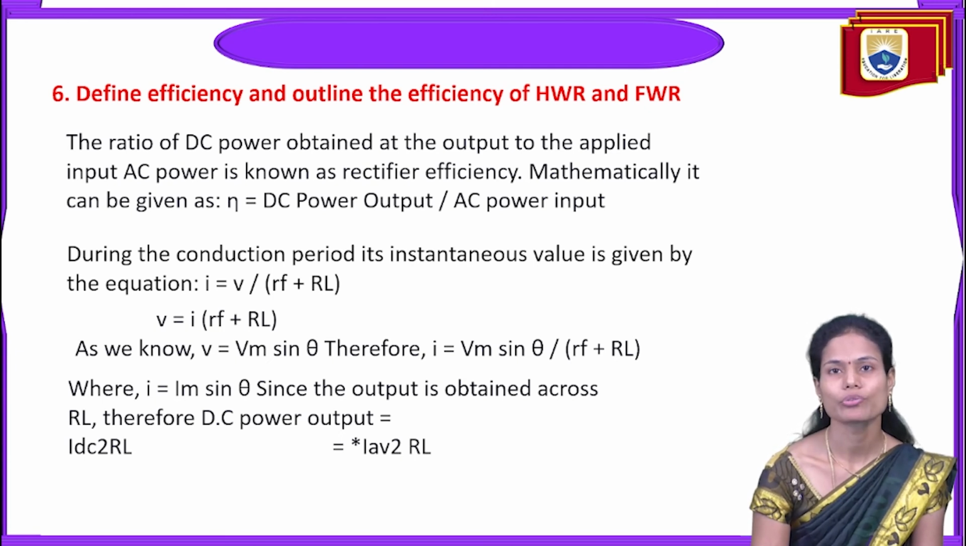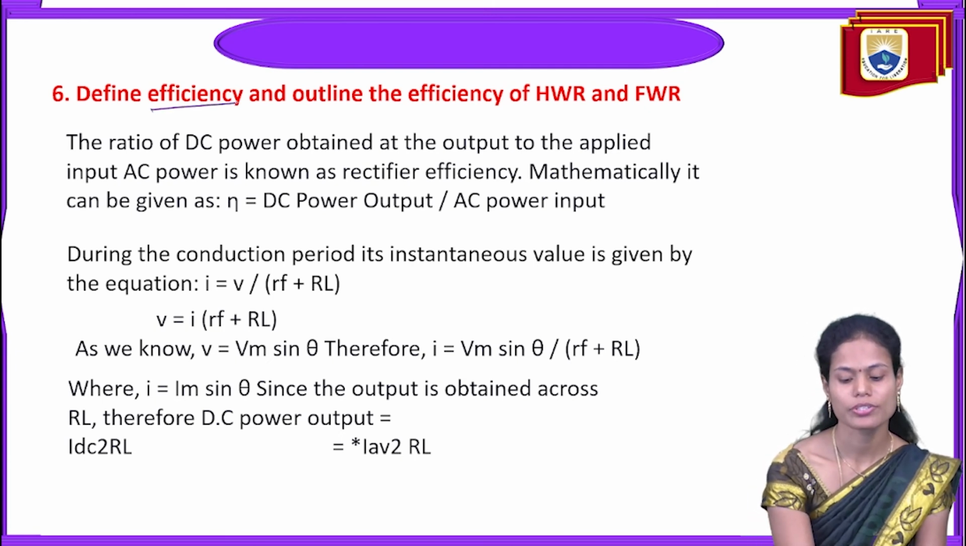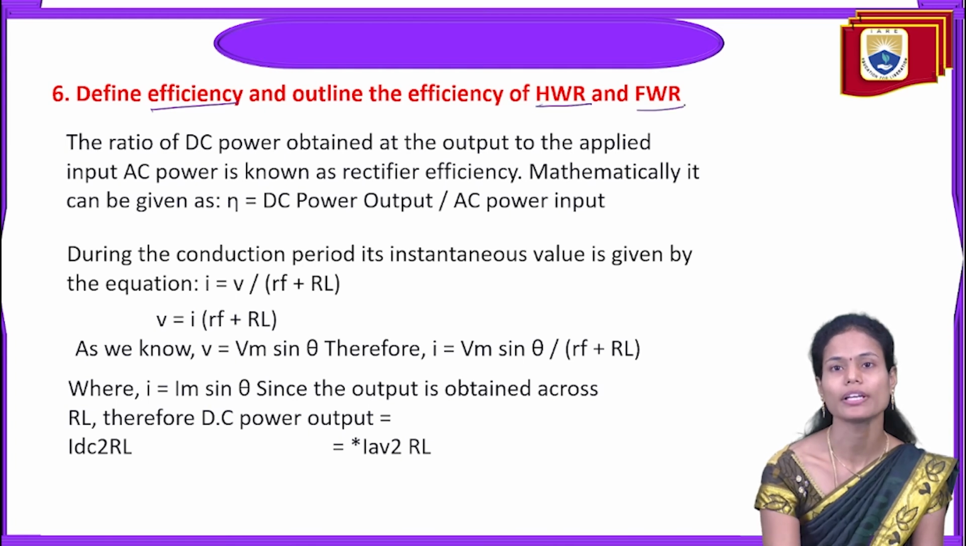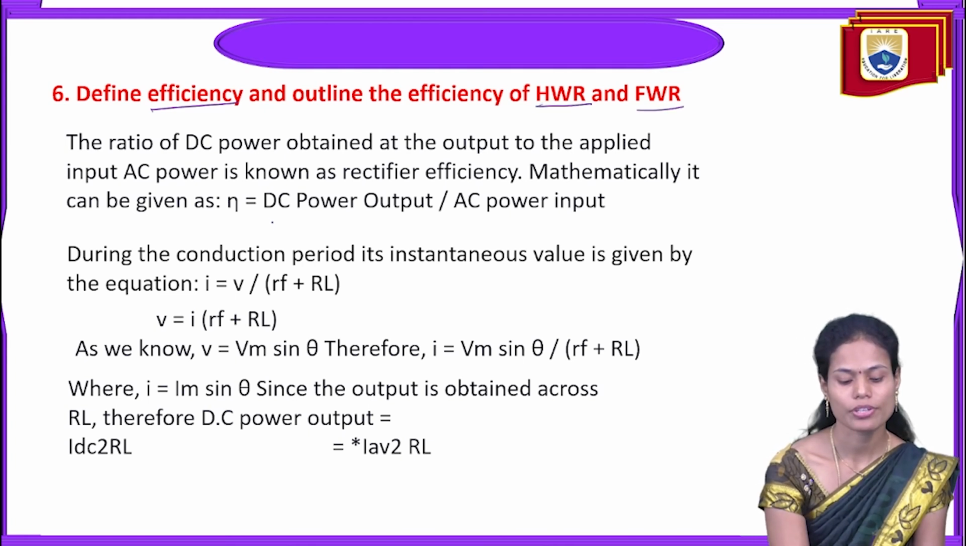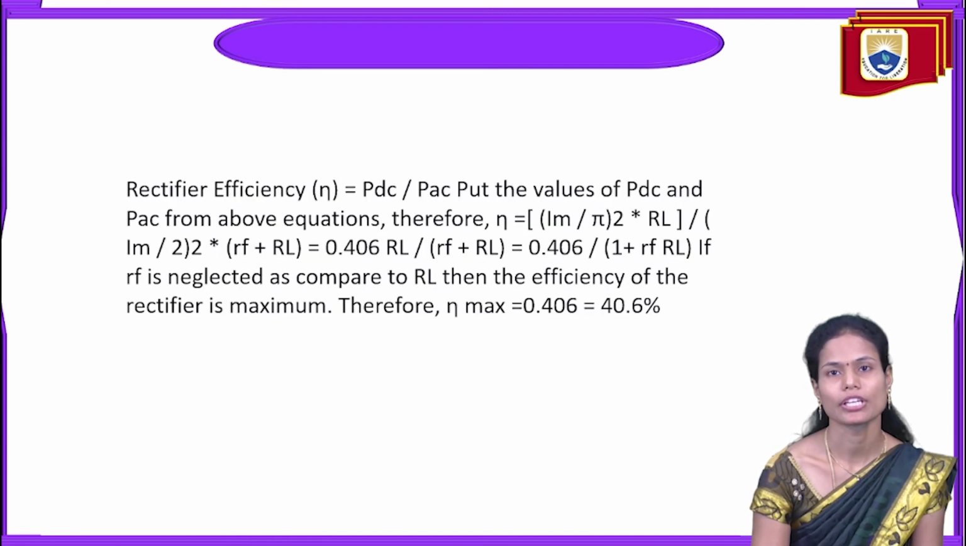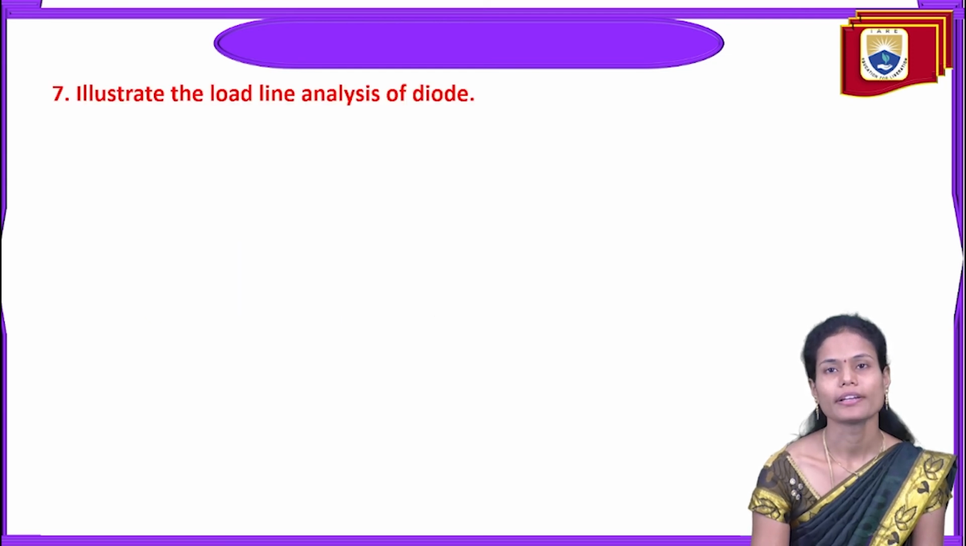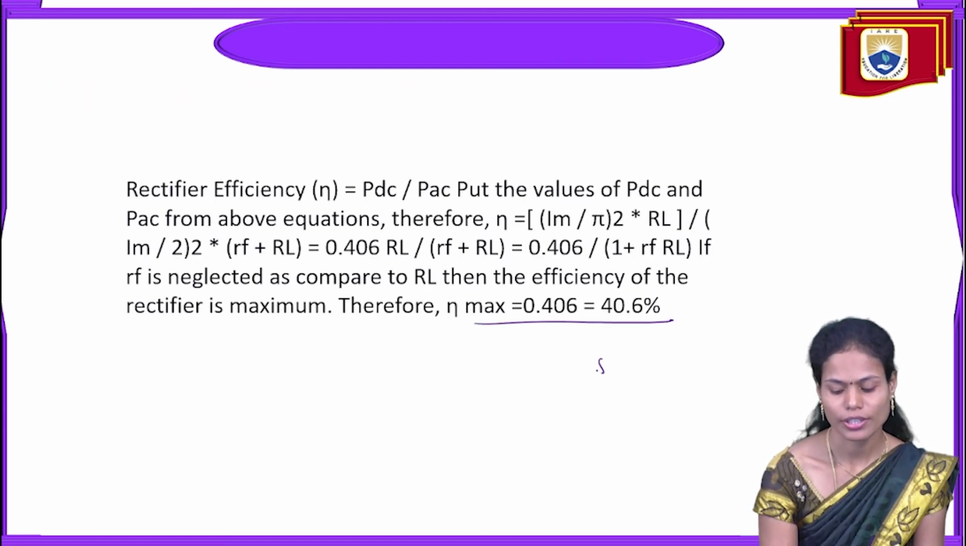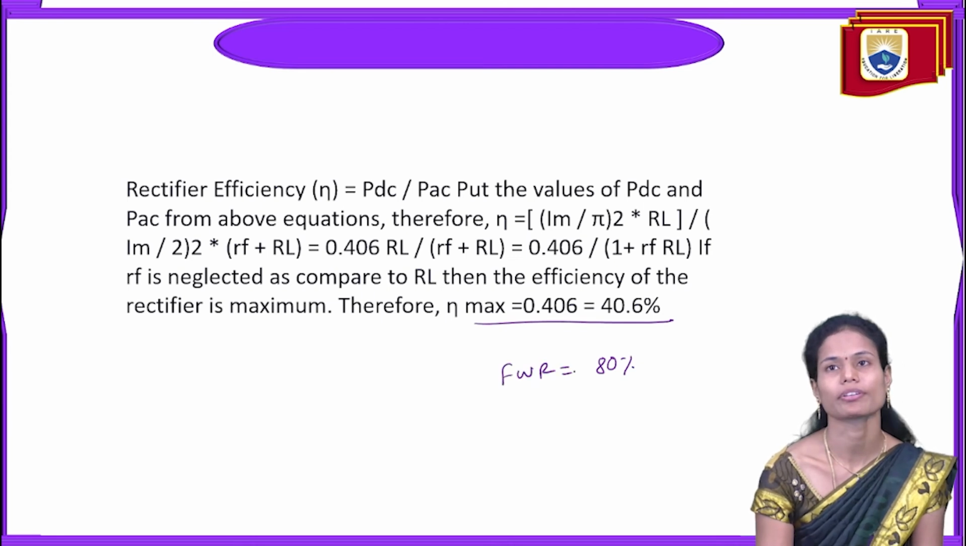In this case, we need to explain what is meant by efficiency and how much it is for half wave and full wave rectifier. Efficiency is always the ratio of the DC power to the AC power. So we need to calculate the DC power as well as AC power equations, so that in the half wave rectifier, the maximum efficiency we will get is 40.6%. We need to derive it. And in the case of full wave rectifier, we will get 80%.